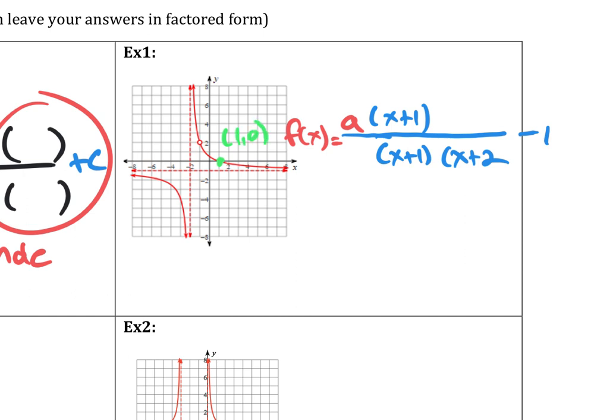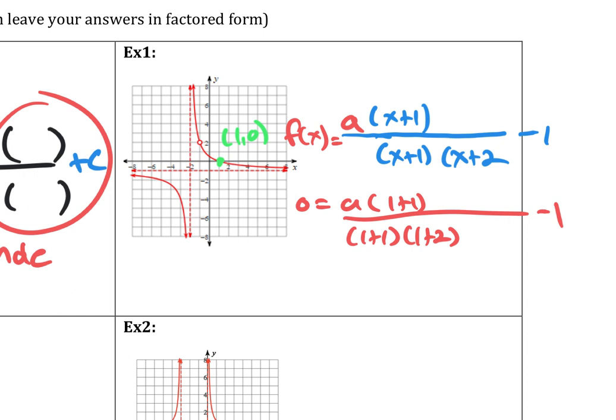All right, so I'm going to go ahead and plug that 1, 0 into my function. So what I'm going to have now is 0 is equal to a times 1 plus 1 over 1 plus 1 times 1 plus 2, and then we have this -1 on the outside. And we can go ahead and work backwards and try to solve for a. So I'm going to add 1 to both sides, and I'm going to simplify this to be 2a over 2 times 3, which is 6. And then we're trying to solve for a. If I multiply by 6, then we get 6 is equal to 2a, and then if I divide by 2, then we get 3 is equal to a.